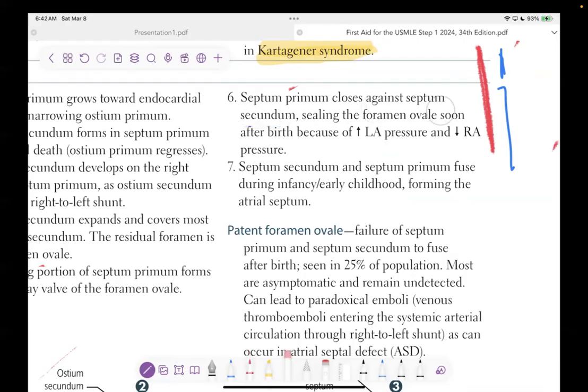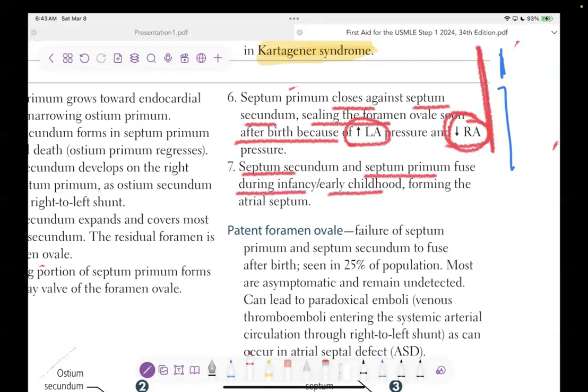This is called septum primum. Septum primum closes against septum secundum, sealing the foramen ovale soon after birth because of increased left atrium pressure and decreased right atrium pressure. We already know the reason why the right atrium pressure decreases, because the lung is happy after birth. The lung has a lot of oxygen, no need to have hypertension, right? So septum secundum and septum primum fuse during infancy, early in childhood.